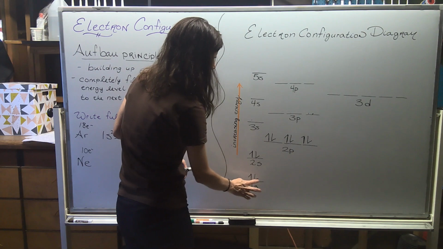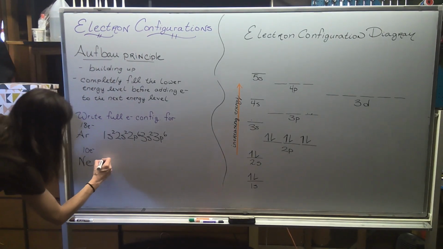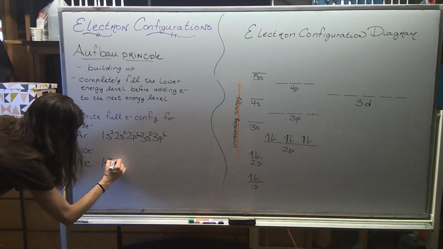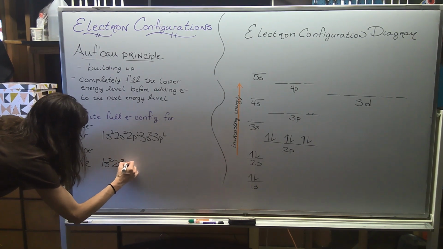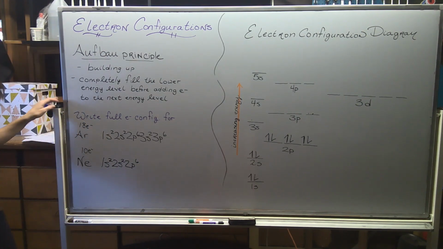So on neon we have 1, 2, 3, 4, 5, 6, 7, 8, 9, 10. I'm going to write 1s2, 2s2, 2p6. And that's it for neon.